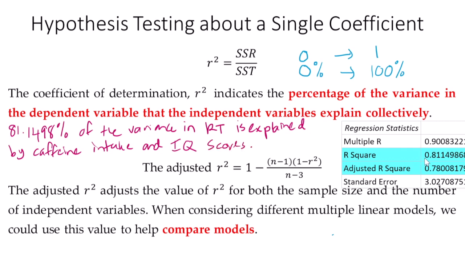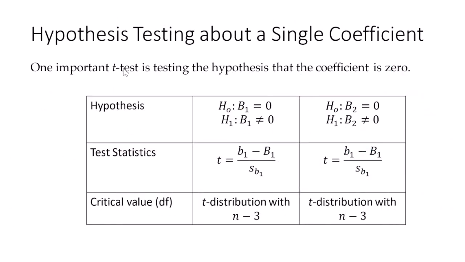So the R-square takes the value from 0 to 1. The adjusted R-square also takes the value from 0 to 1. We have another value over here, which is called the multiple R. This multiple R is similar to the correlation coefficient in simple linear regression, except that the values are from 0 to 1.